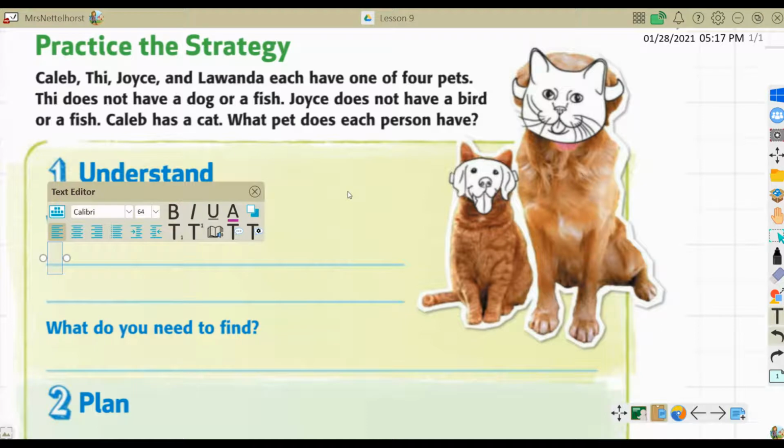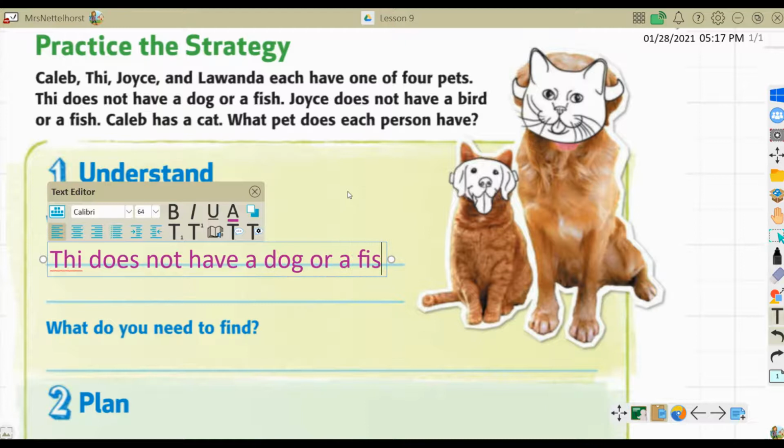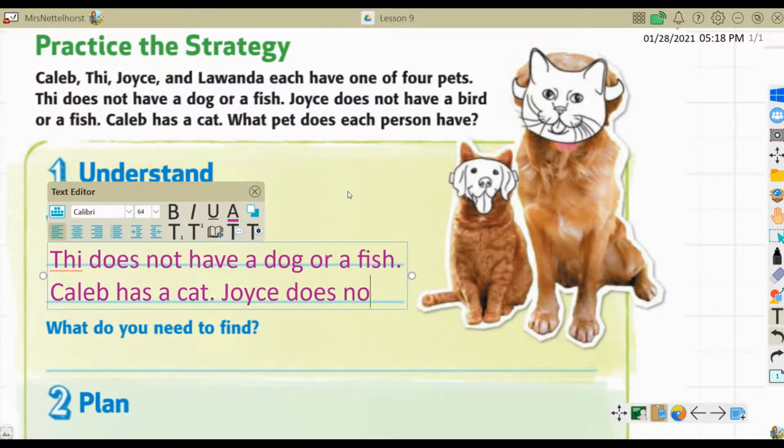Okay, so we know that Ty does not have a dog or fish. And we know that Caleb has a cat. And we know that Joyce does not have a bird or fish. I'm going to make it smaller so it fits.